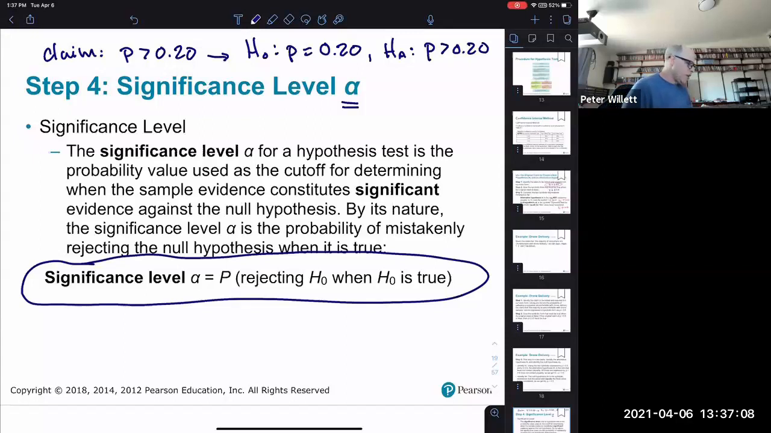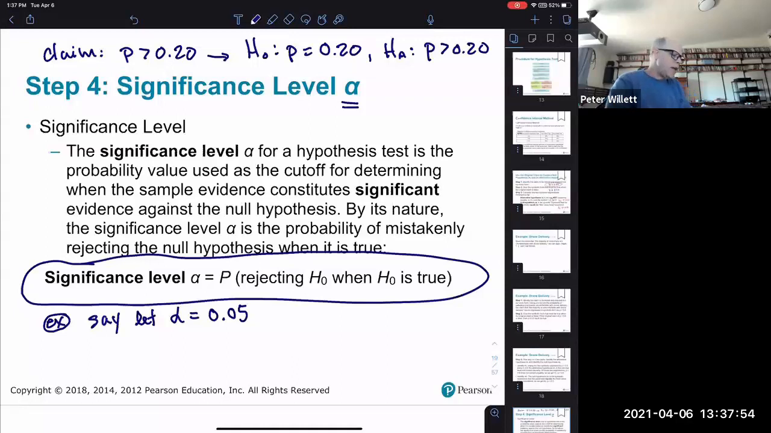So let's give an example to go along with the example we've been working with so far. Say we let alpha be equal to the most common value, 5%. So if I have a significance level of 5%, then what that means is that the probability is 5% based on my sample that I took, that I will reject the null. What was the null? The null was that the proportion of blue wearers is 20%, when it's actually true.